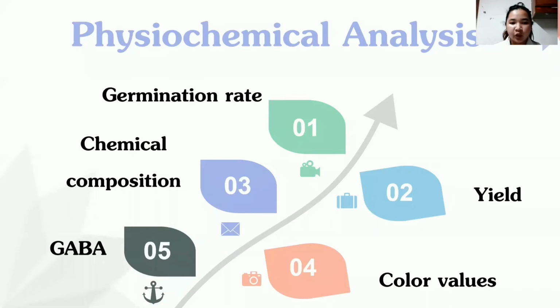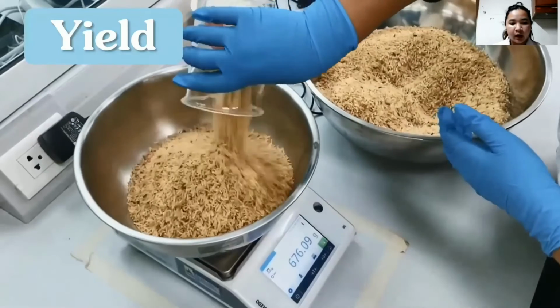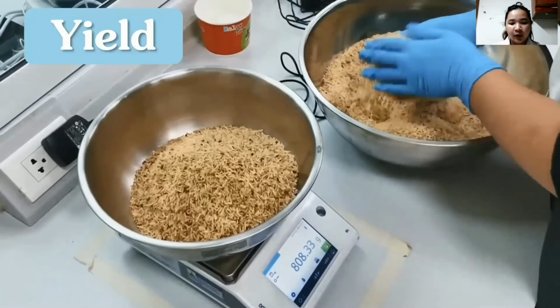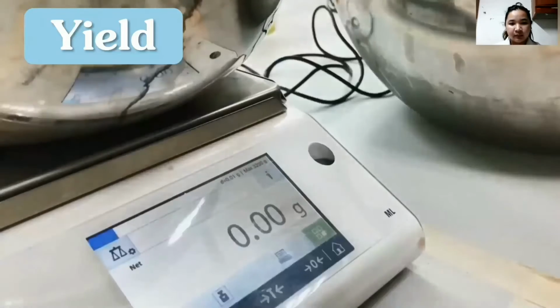The samples were then used for physical and chemical analysis, for example, the germination rate, total yield, chemical composition, color value, and GABA contents. This picture shows how we calculate the germination rate. For the total yield, we determine the yield of germinated brown rice.